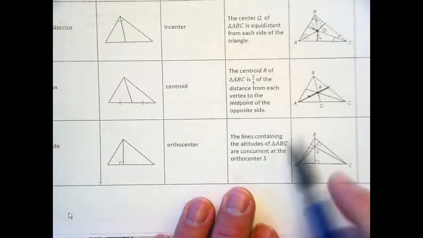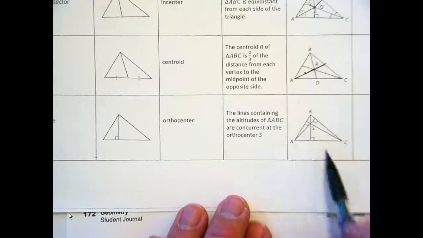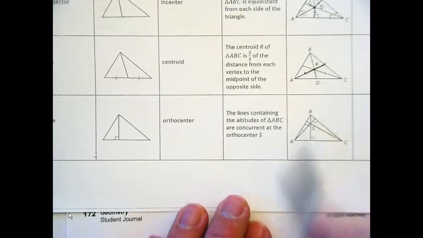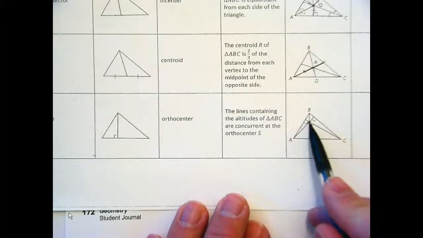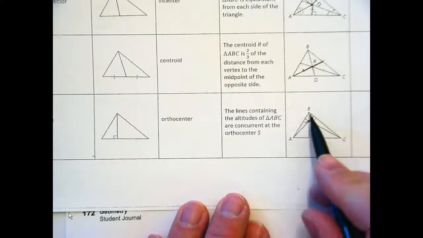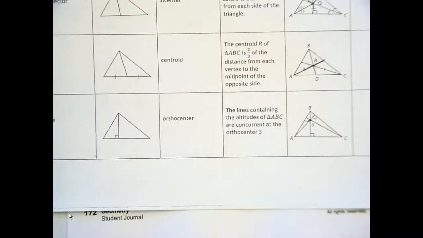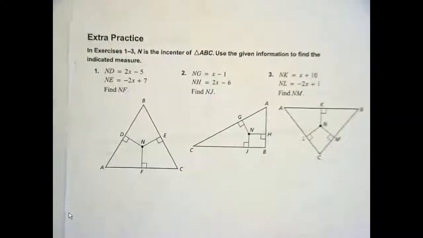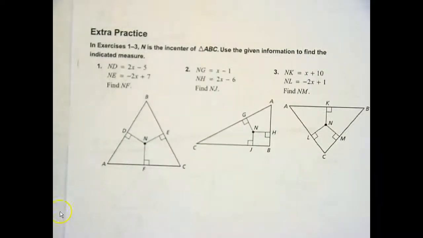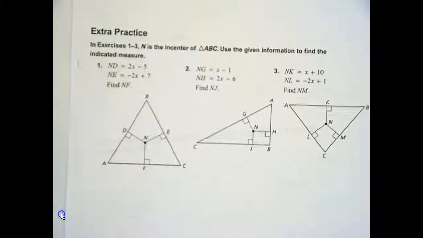And then the lines containing the altitudes are concurrent to each other there. So we've got our different altitudes. Here's this point. And notice we've got our right angle. That was kind of the tougher one for you guys to draw there. Alright, so what I want you to do is apply some of those special properties in your student journal, problems 1 through 3 there. Go ahead and work with your partner. Get a go on it.